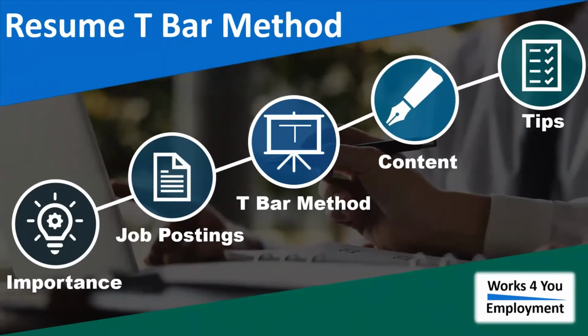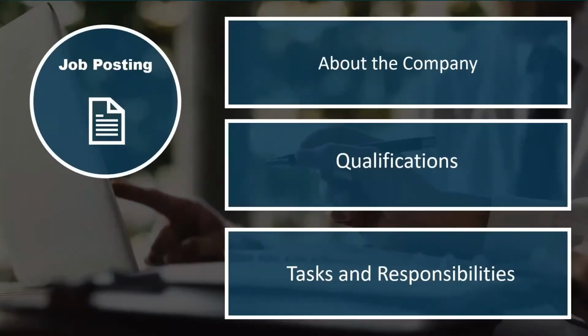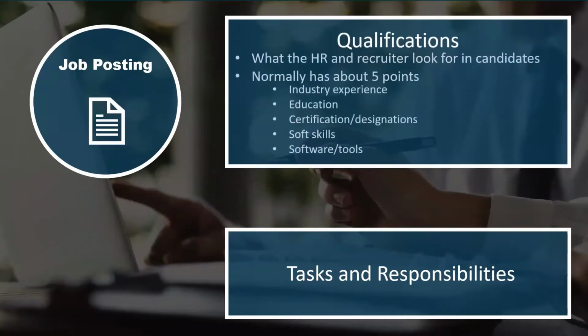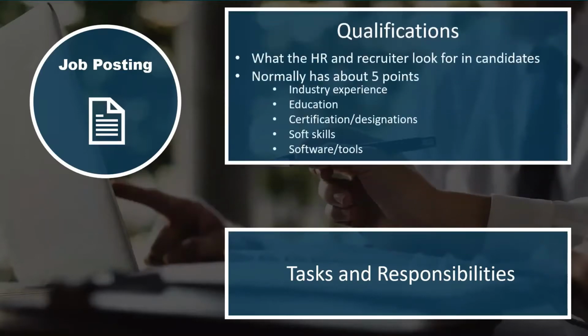So it tries to speak to both. So let's talk about job postings. Most job postings have 3 sections in it: about the company, qualifications, tasks and responsibilities. Today, we're going to focus on just 2 of these: qualifications and tasks and responsibilities. So qualifications are what the recruiter and the HR manager are asked to look for in a candidate. They generally have 5 main sets of points in them. There may be more, but there are 5 main ones.